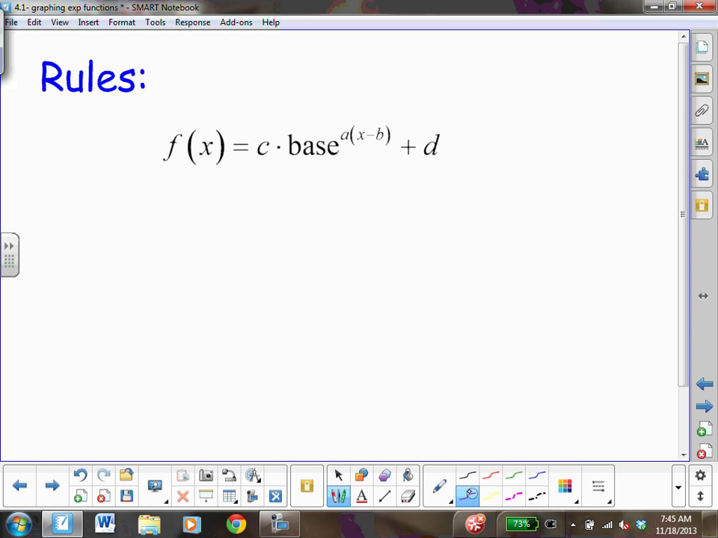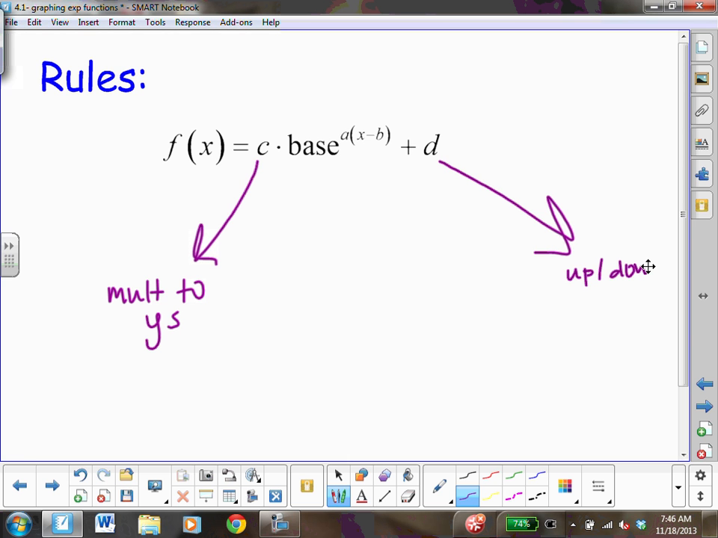The rules are the same as they would be for graphing any other function. The number being multiplied out front multiplies to the y. The number being added or subtracted on the end, that's your vertical shift, or your up or down, going the same as the sign.